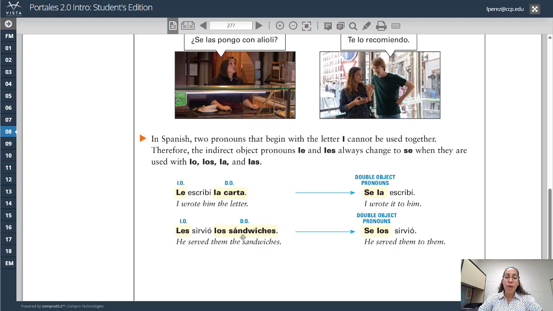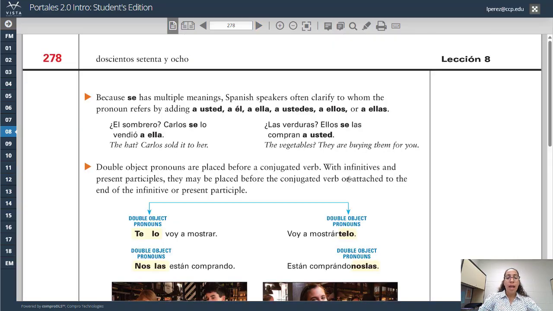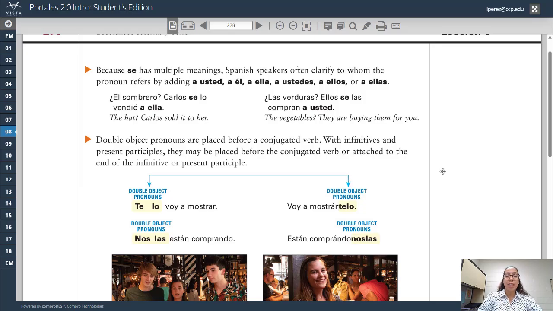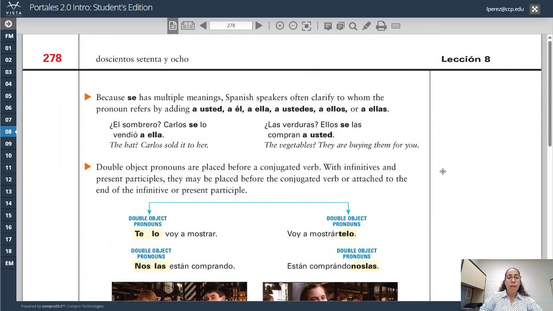And then les sirvió los sándwiches. Los sándwiches is going to be represented with los, my direct object pronoun. And then I would have said les, los, because les is who received these sandwiches? Them. Them is a group of people that received it. So it's les. However, when you put it together, it becomes se los. Okay? I think these sentences are really nicely identified and coded for us to understand the topic. Let's just go over these last few points and then eventually we'll get to some practice.